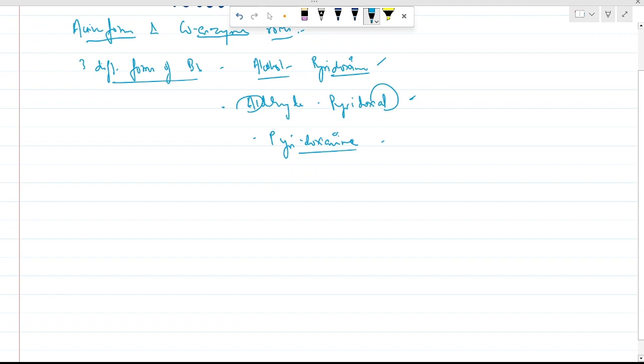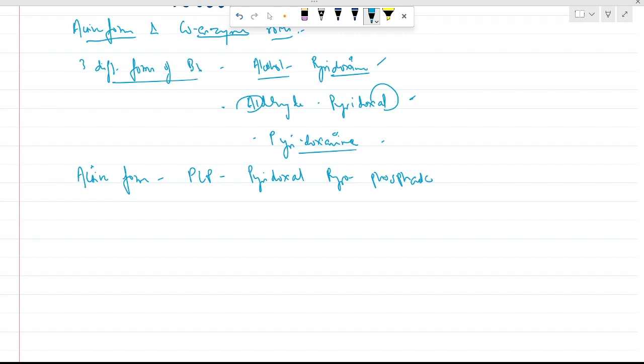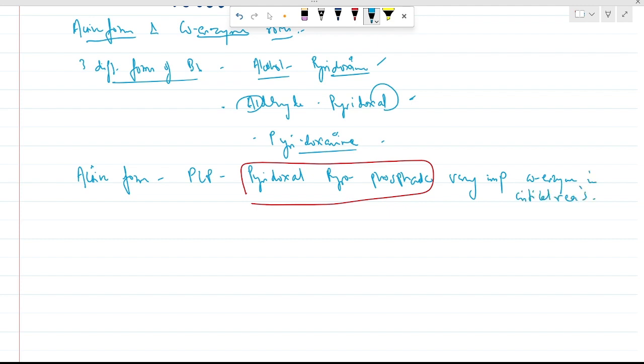Next, I'm going to discuss the active form. The active form is PLP, that is pyridoxal pyrophosphate. A very important coenzyme. You come across this coenzyme very often. It is an important coenzyme in the critical reactions of the body. The most important role is in amino acid metabolism.